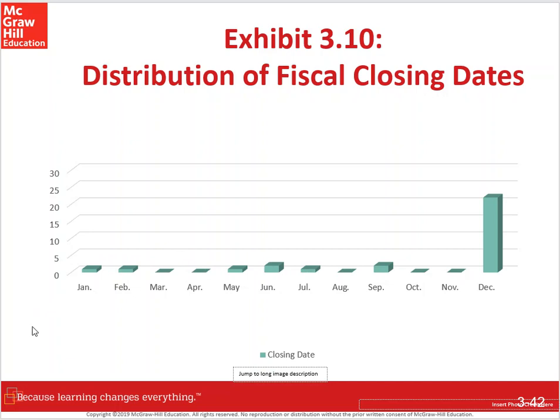But it's also good that not all businesses close in December, because it would be pretty overwhelming for accountants in terms of doing tax returns and closing books. It's already overwhelming as it is. Imagine if all these other companies that choose other fiscal year ends were also in December. It would become more overwhelming. So that's fiscal closing dates.